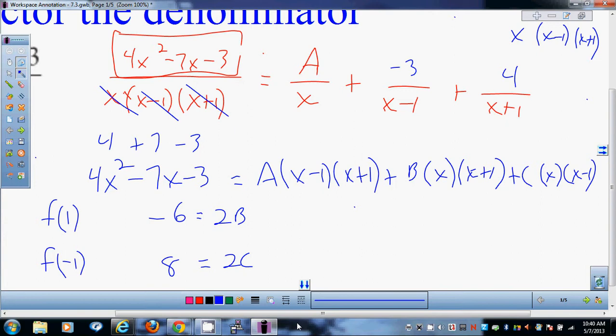What would we plug in to find A? Anybody? 0. Because there's just an X with these pieces, but not here. So if we plug in 0, that's going to be 0C, 0B, and then -1 and +1, negative A. So that would give us f of 0. Let's see, 0, 0, -3 would be -3 equals negative A. So what would A be?